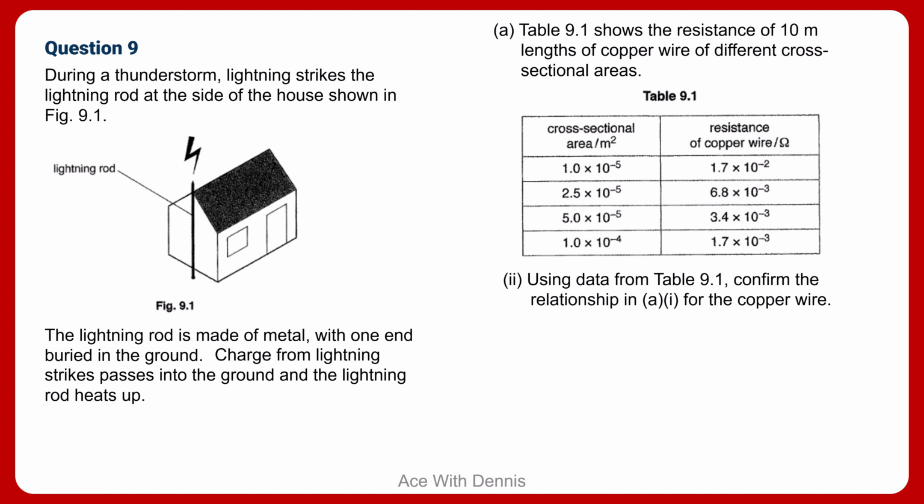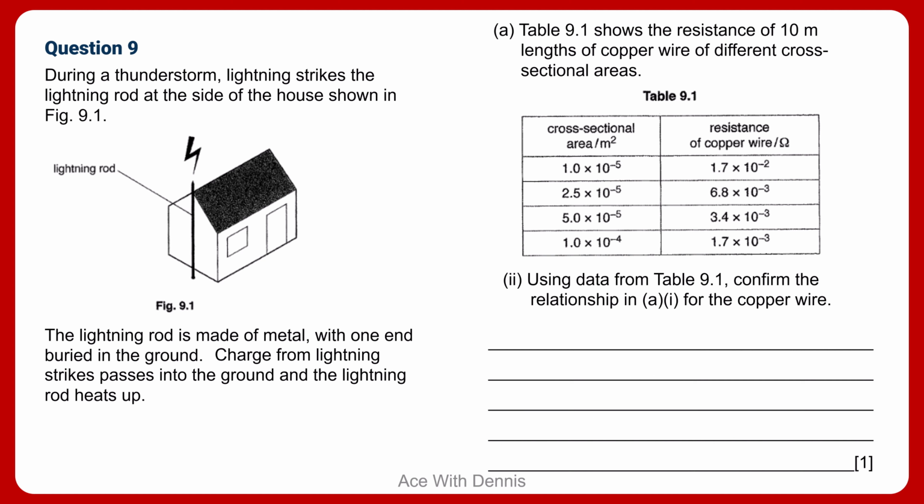Part 2. Use data from table 9.1. Confirm the relationship in A part 1 for the copper wire. 1 mark. Alright, as I mentioned in A part 1, R equals rho L over A.